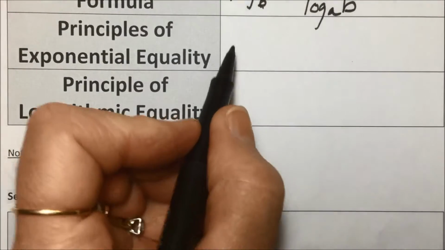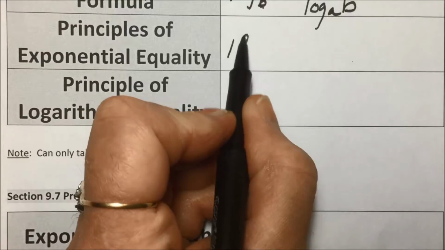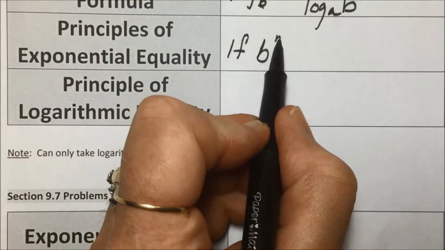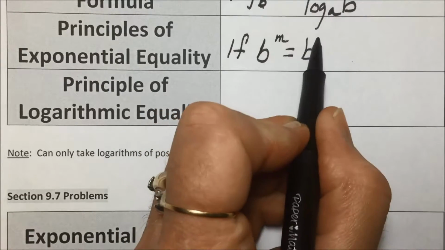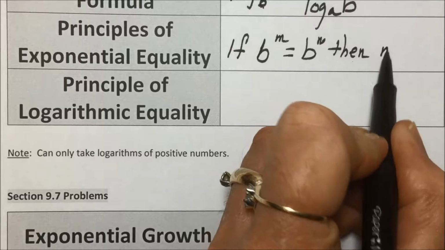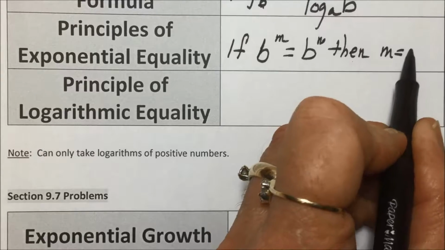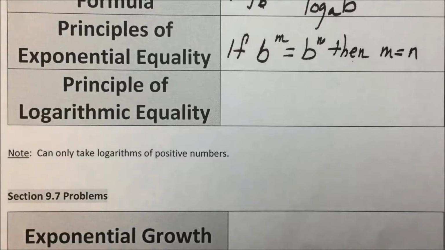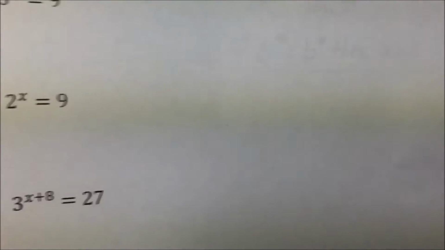We saw this earlier in this chapter, but it states if b to the m power equals b to the n, then the exponents must equal one another. So m must equal n. We do have restrictions on the base. The base cannot have a value of negative 1, 0, or 1. And let me show you an example of that.